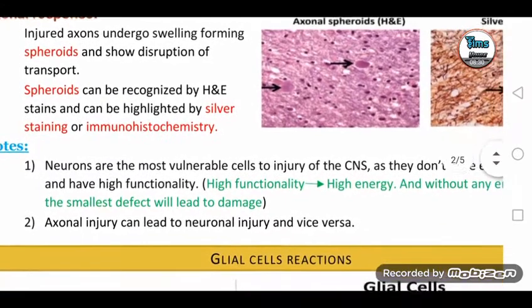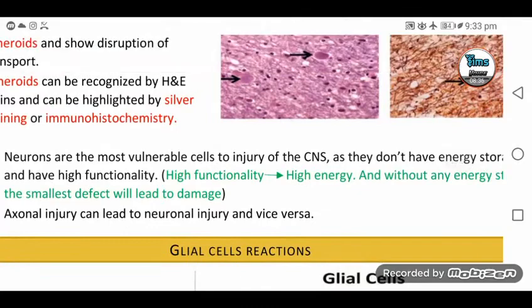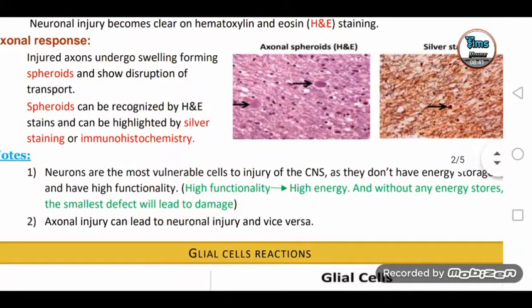Neurons are the most vulnerable cells to injury of the CNS, as they don't have energy storage and have high functionality. What does that mean? Okay, so any voluntary or involuntary action, or any physiological process that occurs inside your body, is going to be controlled by the neurons. Neurons in your central nervous system work all the time. They don't stop. There is no rest.